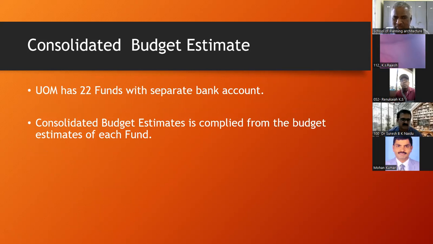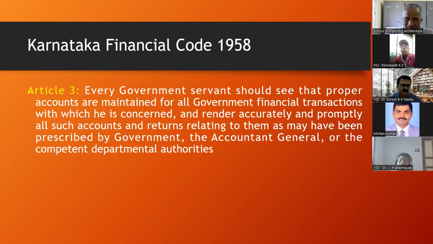What do you do when you prepare a separate budget for each fund? You consolidate it. Means, what is the overall picture? Individual budgets are there for each fund, and an overall budget is there. Overall budget means you add the expenditure and income of all the funds and create an overall budget, and you come to know what the total income and expenditure of the university is. This is how you prepare a consolidated budget estimate.